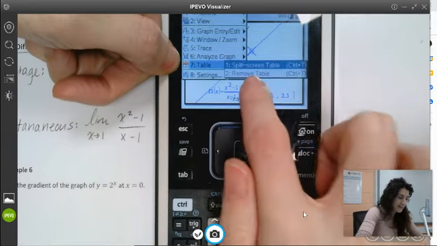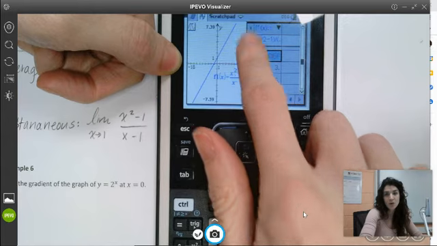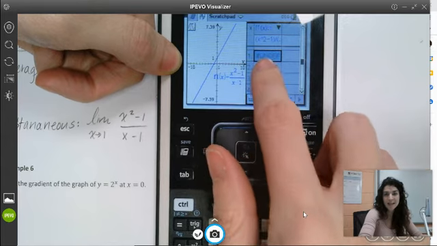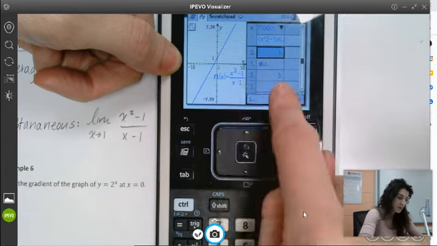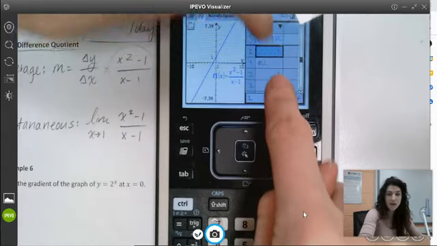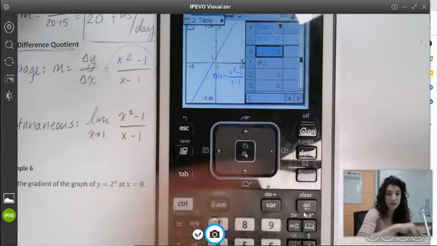You hit table, and if you split screen table, you create this table on the other side where you have an x value of 1 and it's undefined. You can scroll up and see what's happening at 0, 1, 2, 3, and sometimes I want to know what's going on closer to that.